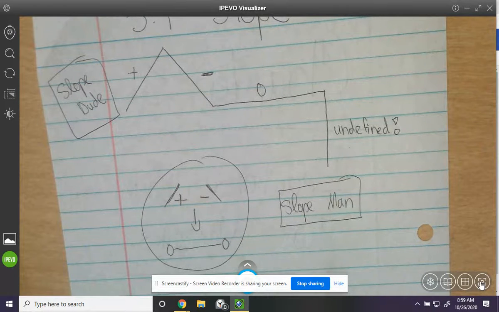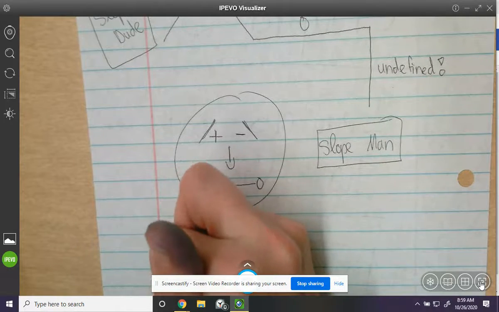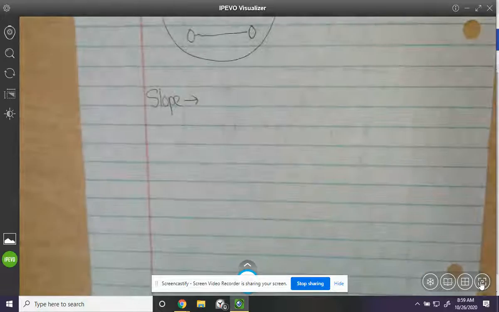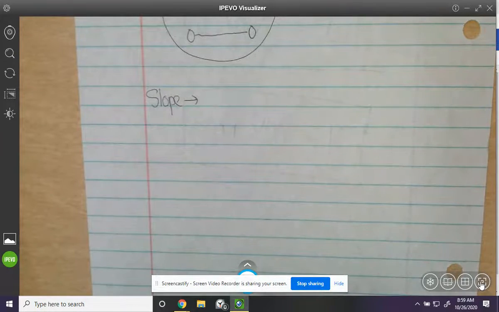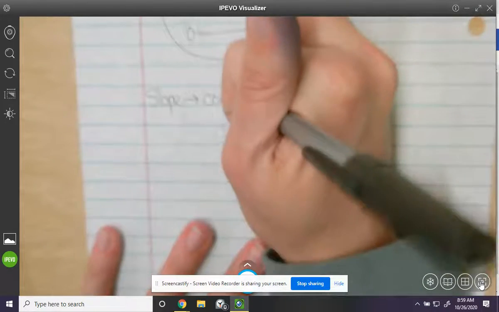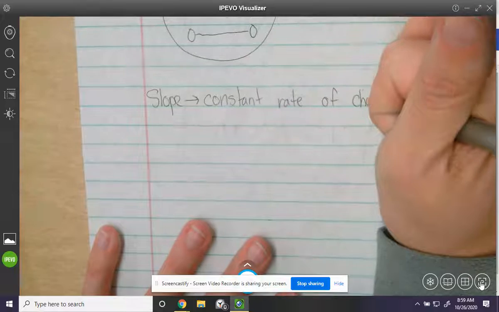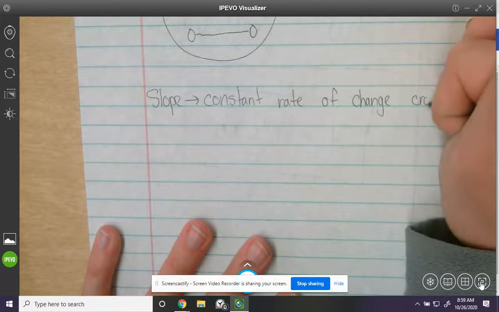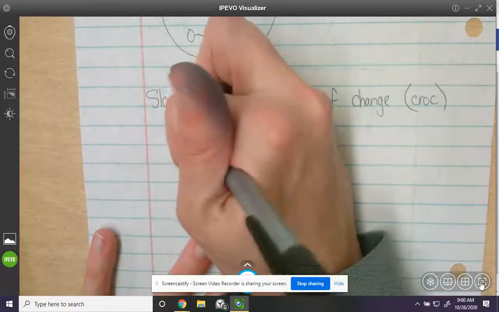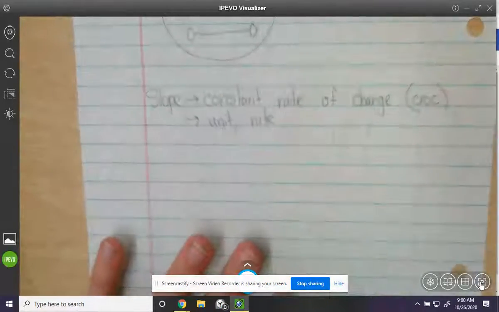Okay, slope. That is what we're talking about. We have so many different words for slope. We learned a lot of these last year, so I'm just going to write a whole bunch down. The first one that we learned last year is constant rate of change. Last year we called that the crux. That's also slope. Unit rate, also slope.